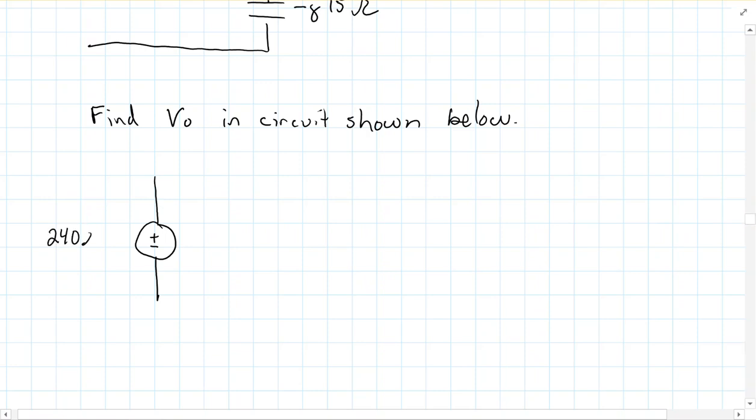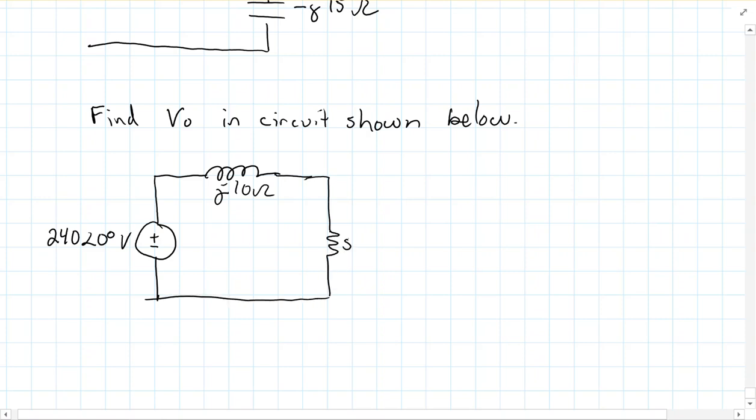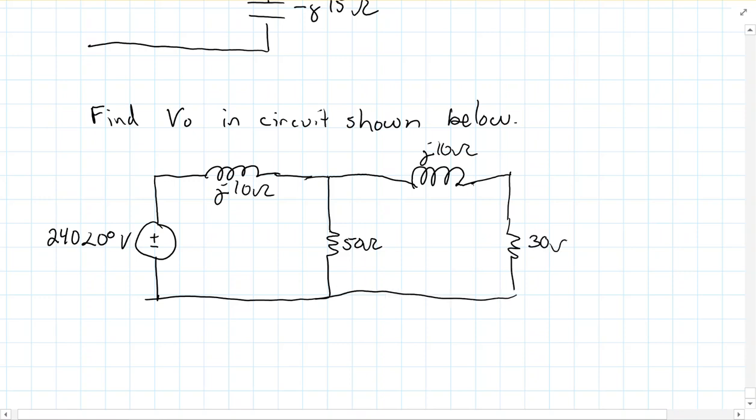So this is 240 at an angle of 0 degrees, volts. And we have a j10 ohm inductor, a 50 ohm resistor, a j10 ohm inductor, a 30 ohm resistor, and then this is V out that we're looking for here.